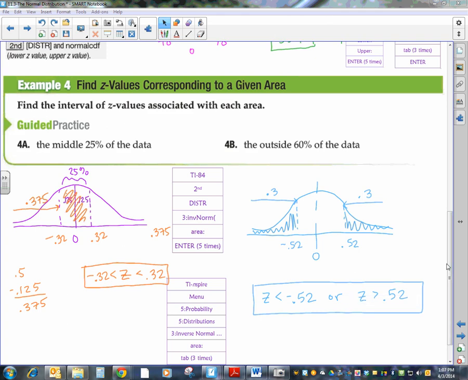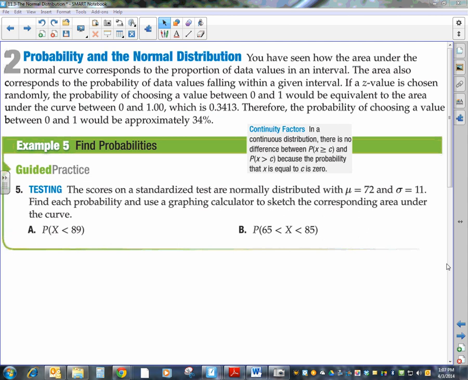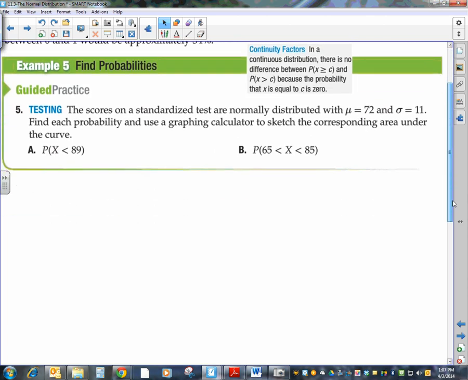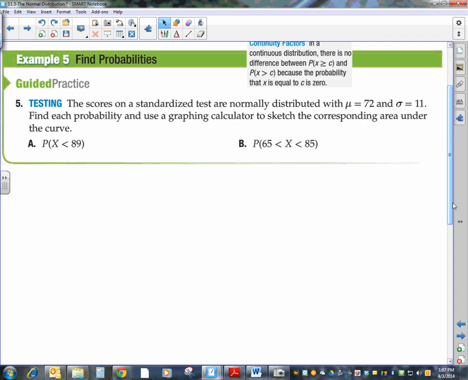Okay, so remember that the area under that normal curve, referring to that normal distribution, is referring to our probability. So we're going to continue with some more problems that somewhat deal with some intervals also. This next problem: the scores on standardized tests are normally distributed with a mean of 72 and a standard deviation of 11. Find each probability and use a graphing calculator to sketch the corresponding area under the curve. So in this problem, the data value, the x, is less than 89.